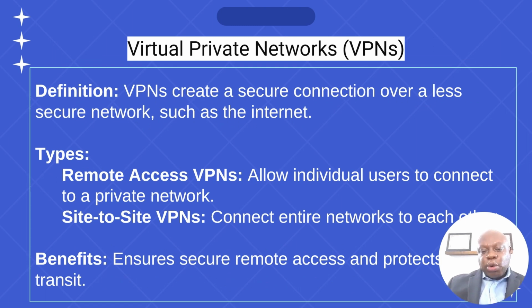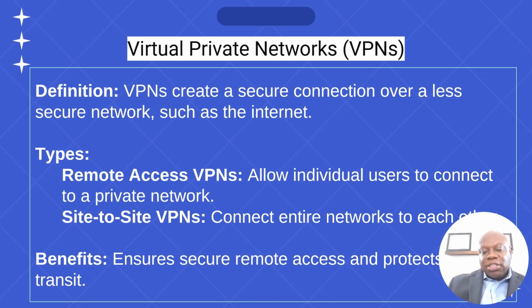Now we're going to move on to virtual private networks, what we like to call VPNs, which create a secure connection over a less secure network, such as the internet. You could be in a public place using public Wi-Fi. There are different types. There's a remote access VPN, which allows an individual user to connect to what we call a private network. Or it might be site-to-site, which connects an entire network to another.